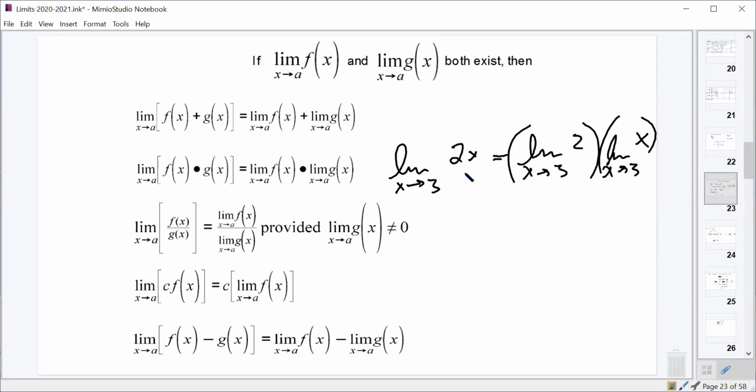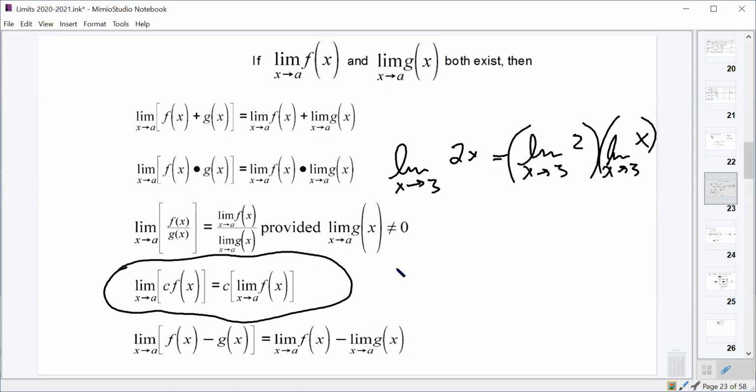We could do the same thing with division, provided that the one in the denominator doesn't equal 0, because if the one in the denominator equals 0, then obviously that's a problem because you can't divide by 0. Skip down to the bottom one, you can do the same with subtraction. And then this one right here is very important.